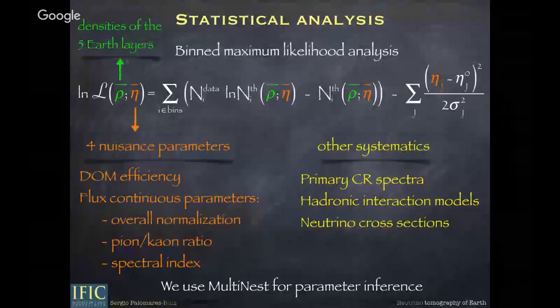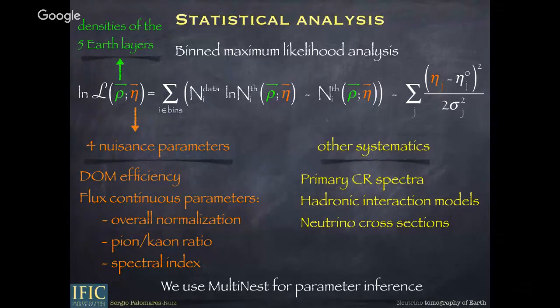We also include a number of nuisance parameters, like detector efficiency, the efficiency of the digital optical modules, and some other continuous parameters related to the atmospheric neutrino flux, like the normalization, the pion-to-K ratio, the spectral index, etc. Then there are other systematics, as I also mentioned, like the primary cosmic ray spectra, the hadronic interaction models, neutrino cross-section. I'll comment on those later on.